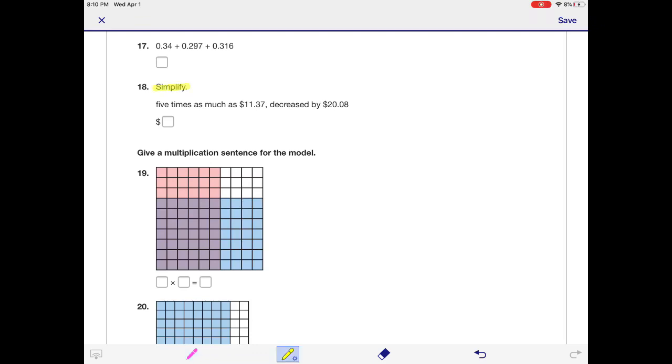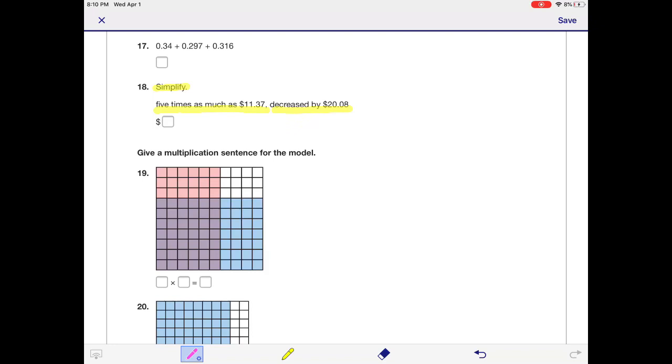When you see something that says simplify, don't let that throw you. It just means they've given you something that's complicated and they want you to simplify it or solve it. So let's look at this. It says to solve or simplify 5 times as much as $11.37, decreased by $20.08.